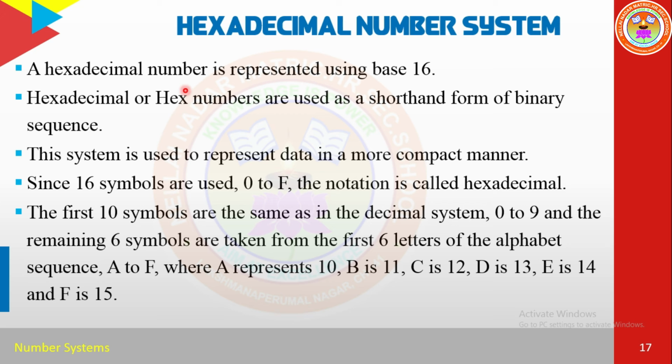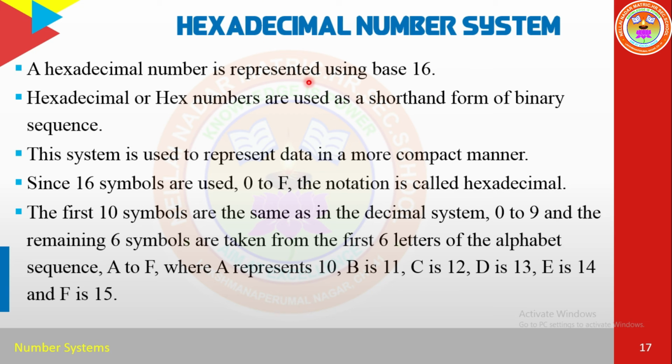So a hexadecimal number is represented using the base value of what? 16. Yeah, of course. Hexadecimal numbers are used as a shorthand form of binary sequence. Which one is the shorthand form of binary sequence? Hexadecimal number.